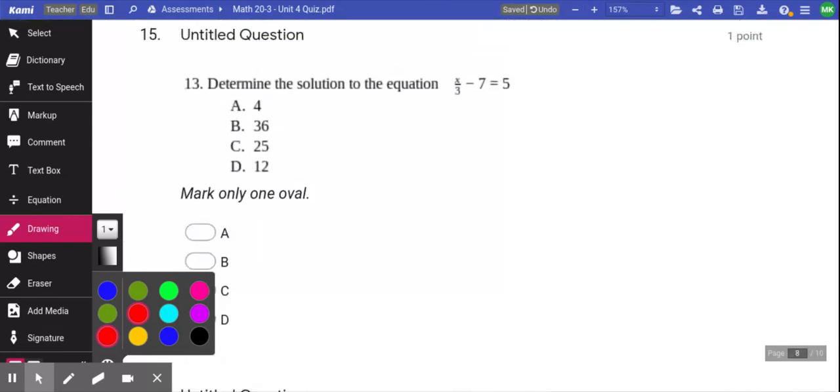Number 13, determine the solution of this equation. So the first thing I see is that fraction. I want to get rid of that fraction. I'm going to multiply everything by 3. So those fractions would go away. And I would now have just x minus 7 times 3 is 21 equals 5 times 3 is 15. Now the fractions are gone. It's easy for me to just add 21 to the other side to get x equals 36.